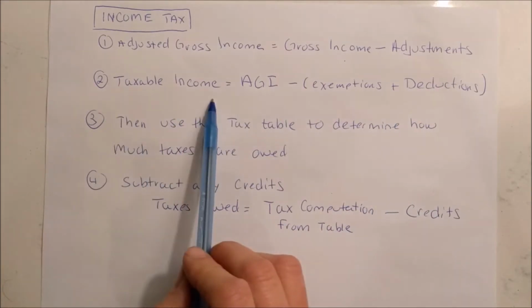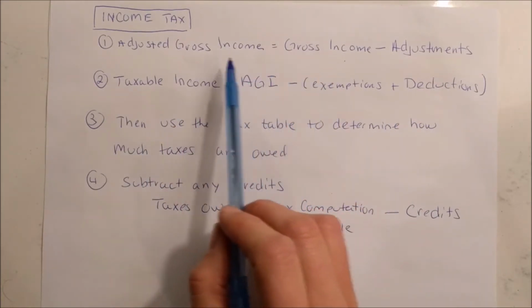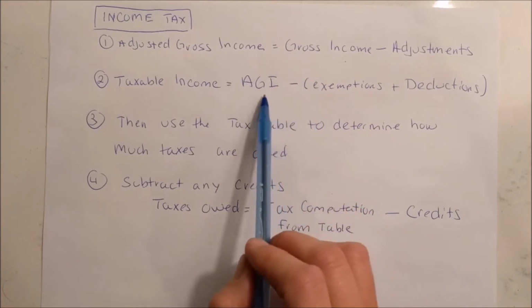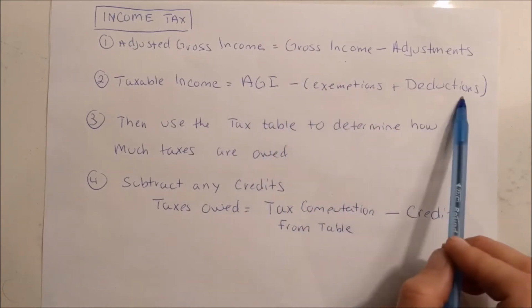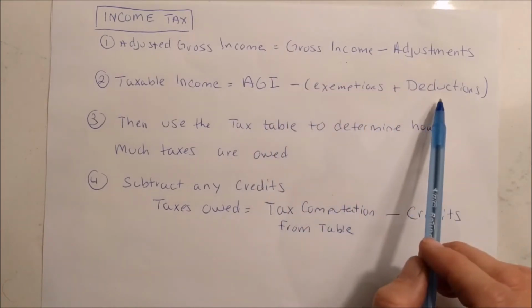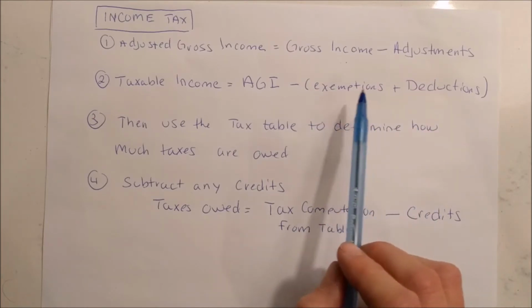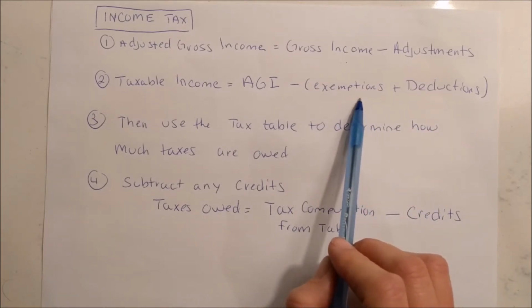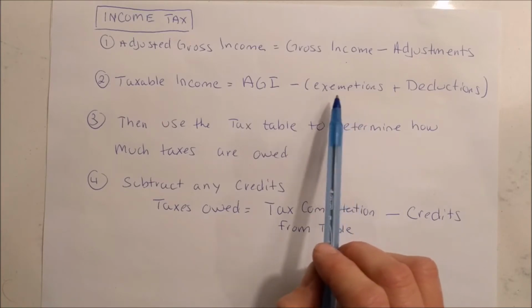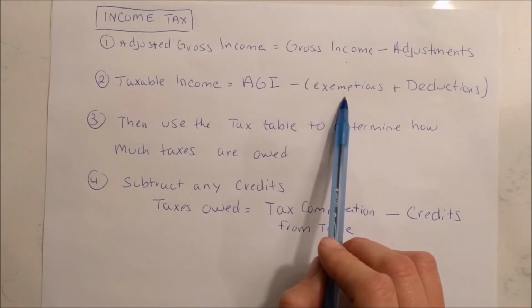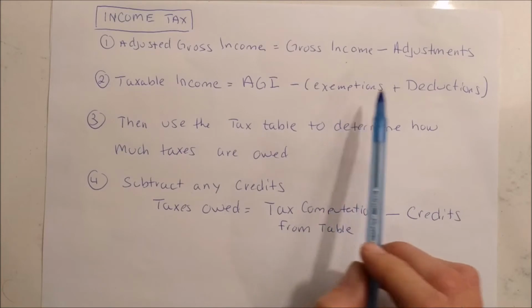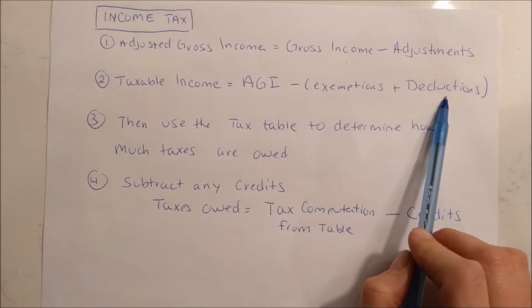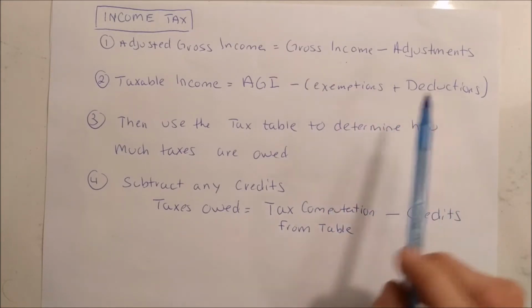From there, what is your taxable income? Well, that is your AGI, that's this part from number 1, and subtract off exemptions and deductions. Exemptions and deductions are different. Exemptions are the number of people in your household. You get a fixed amount of money that can come off your taxable income for exemptions. And deductions, there's a number of different types of deductions, which we'll talk about.